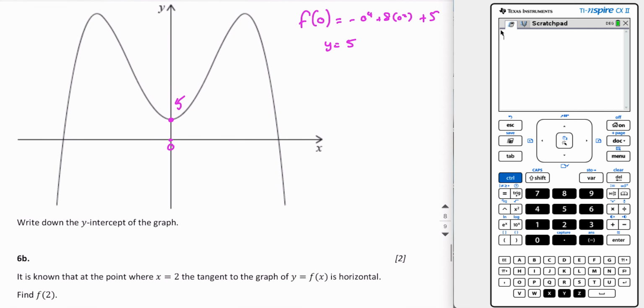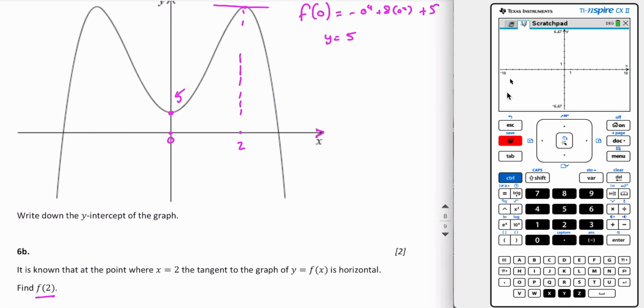Find f of 2. So when x is 2, x is positive, to the right-hand side, and it says the tangent to the graph is horizontal. This value here is where a tangent would be horizontal, which means this is going to be 2. Find f of 2. Well, we've got a calculator. Let's use the graph. Let's use tab.